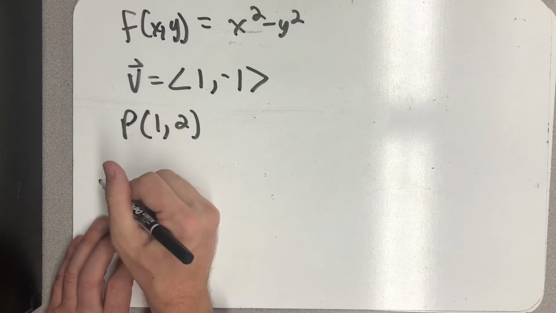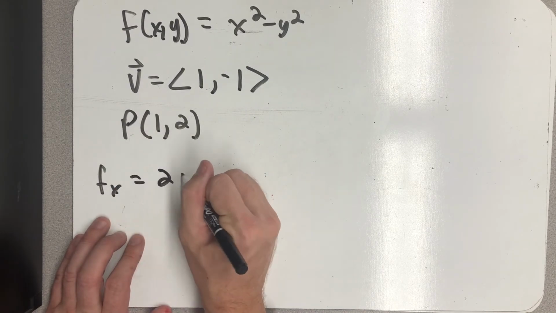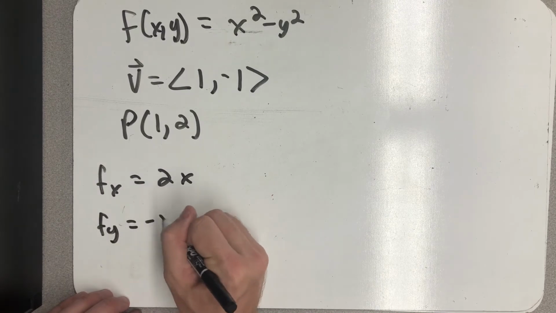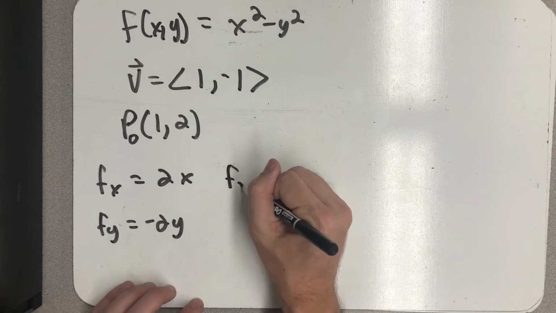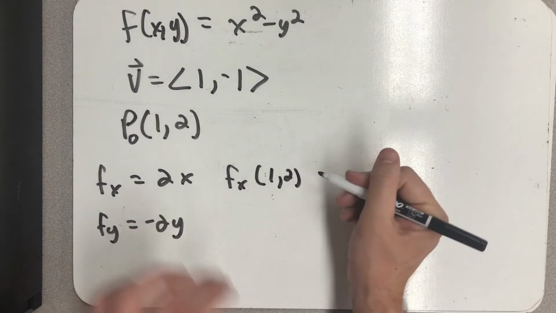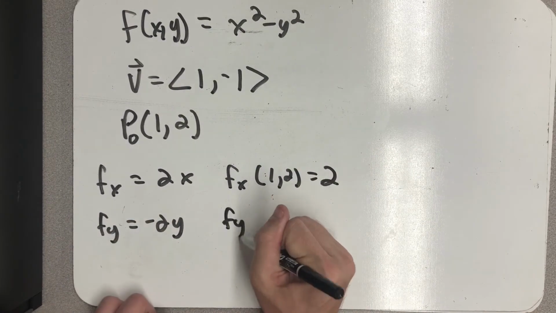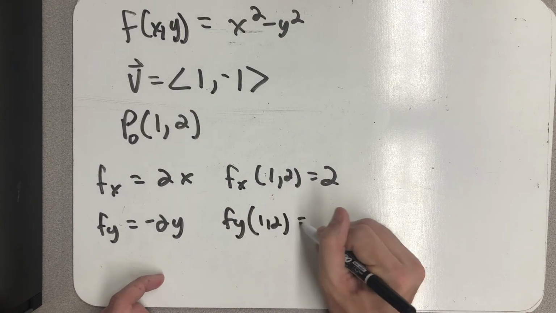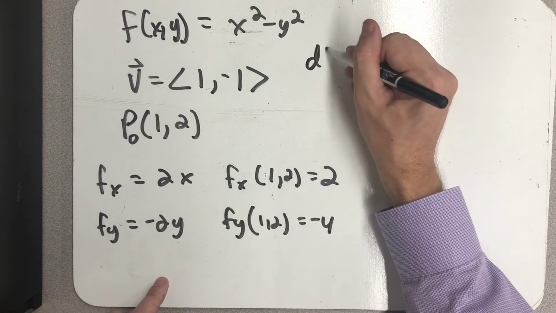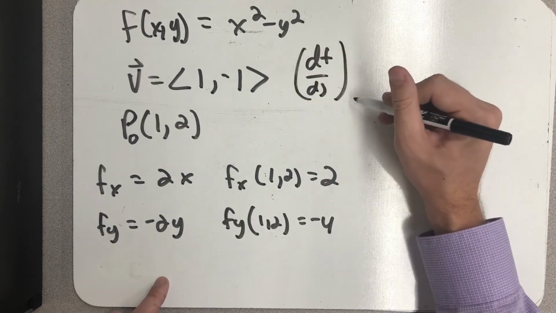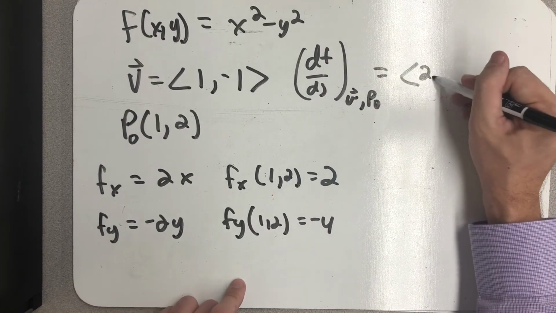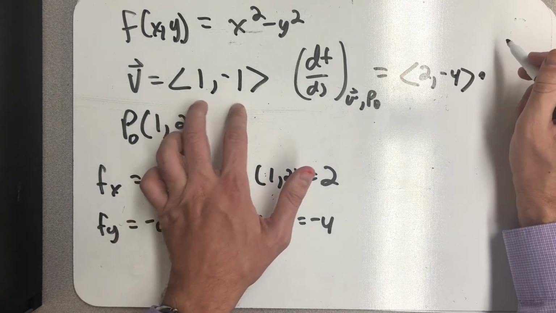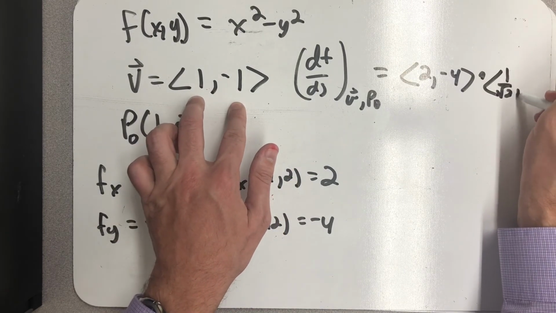So I need to know my two partials. Well, fx is 2x and fy is minus 2y. I need to evaluate those at the point, well, that should be p naught if I'm matching all of my notation from previously. Well, these are pretty easy to evaluate. This only depends on x. I get 2, and fy of 1 comma 2 would be minus 4. So the directional derivative, according to that chain rule, moving in the direction of u away from point p naught should be the vector 2 comma minus 4, dot the unit vector we calculated, which was 1 over root 2 comma minus 1 over root 2.